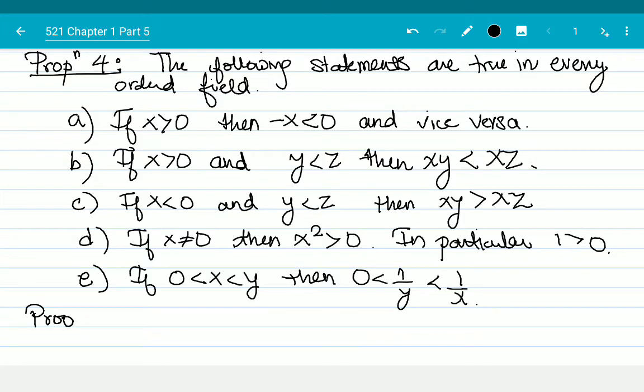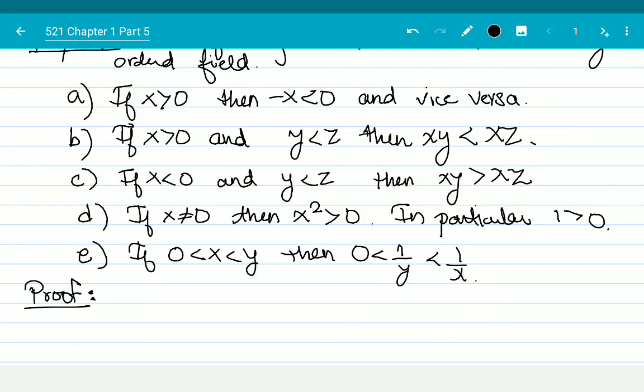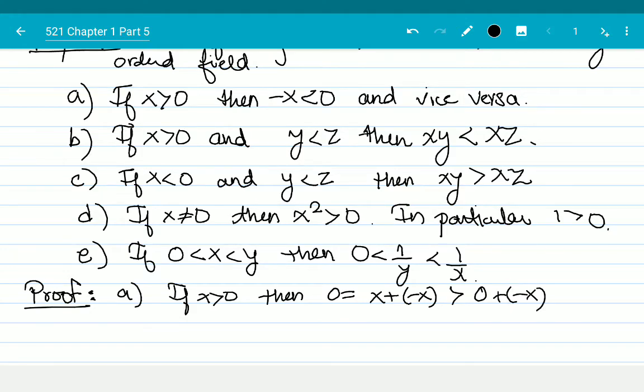Proof. These are slightly more complicated than the previous ones, but not too complicated. First, if x is greater than 0, then 0 is equal to x plus negative x, right? Well, this is greater than negative x plus 0, or 0 plus negative x, because addition preserves order, and so this is greater than negative x.